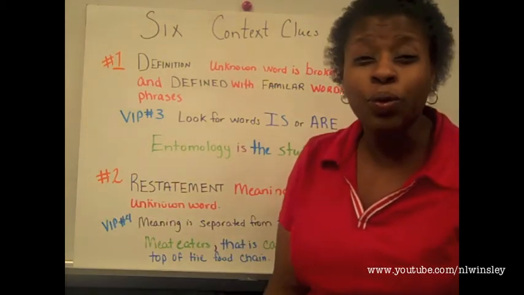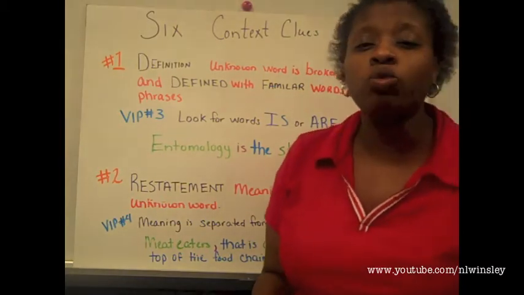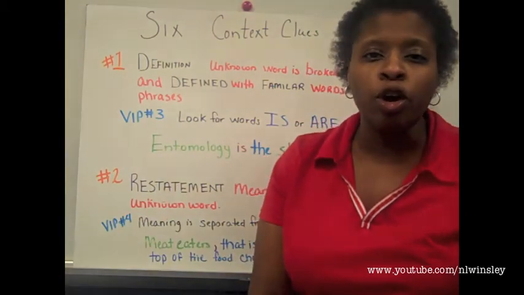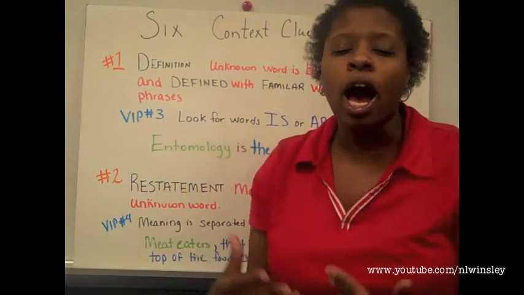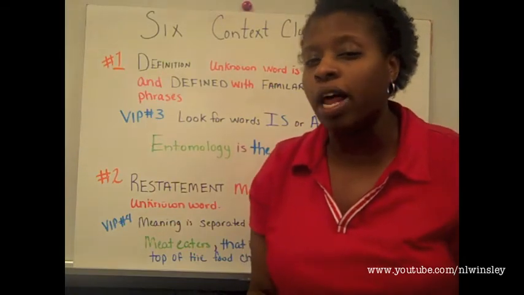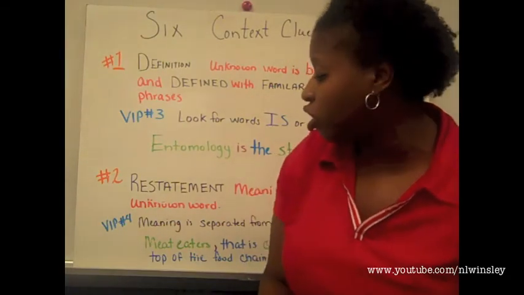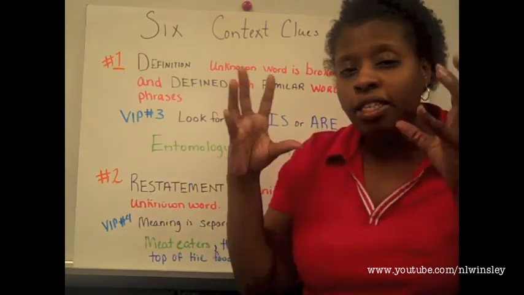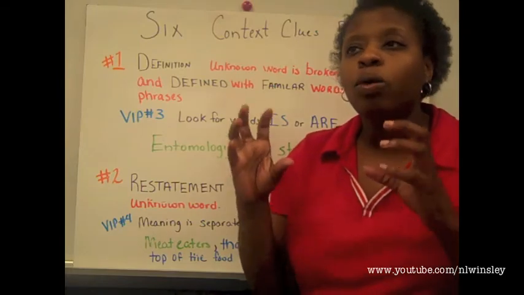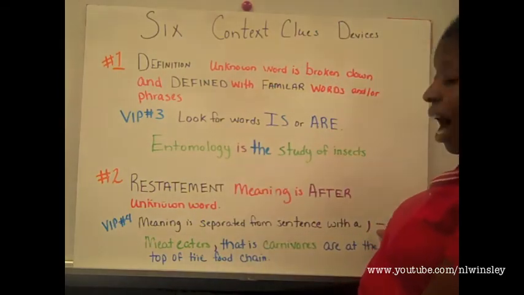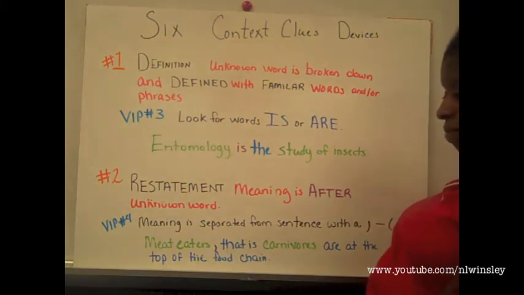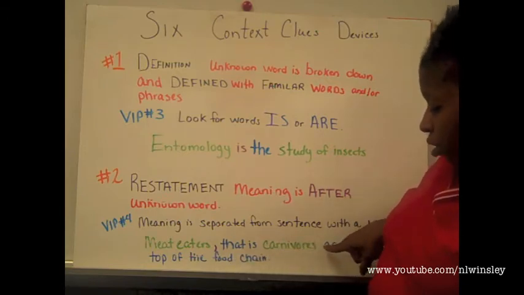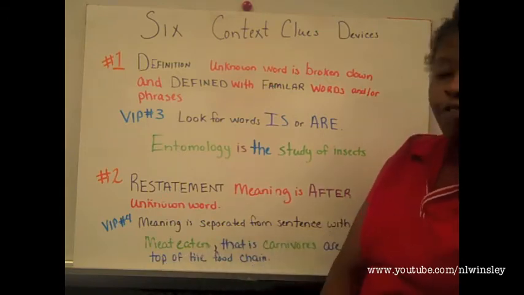Device number 2, restatement. Restatement is where I literally restate, or state again, the meaning of the word using simpler, common words and phrases that I know by utilizing my PK or prior knowledge. VIP number 4. Typically in restatement, I'm going to separate the meaning of the word with a comma, a hyphen, or parentheses. For example, meat eaters, comma, that is carnivores, comma, are at the top of the food chain.